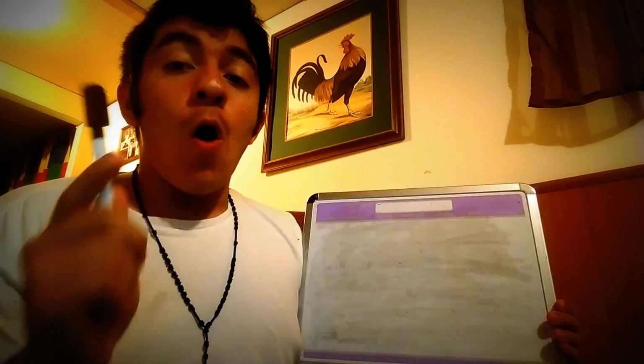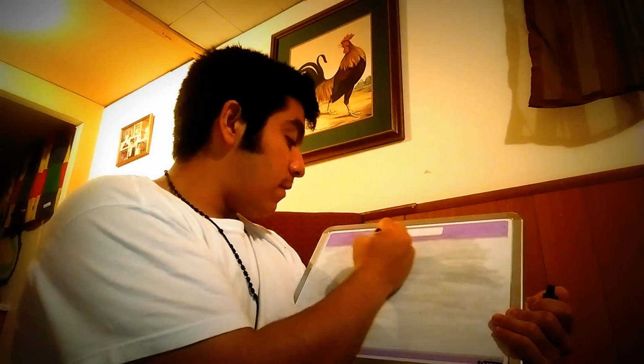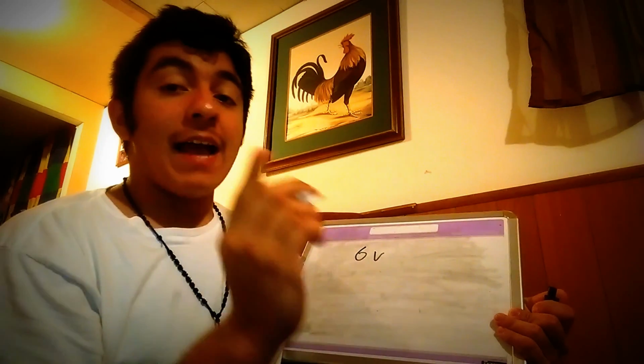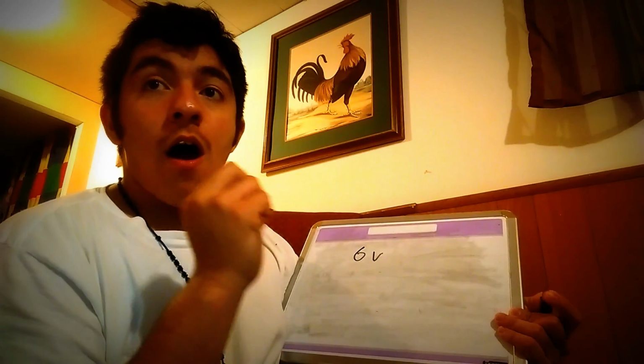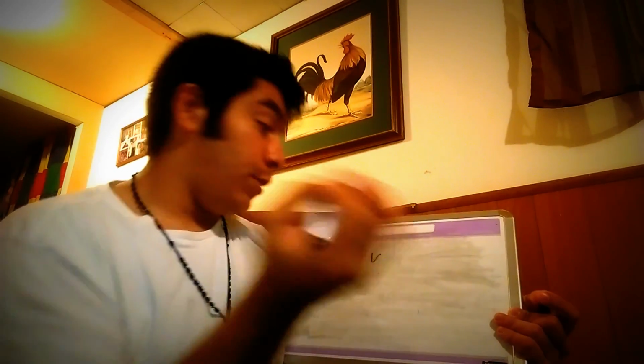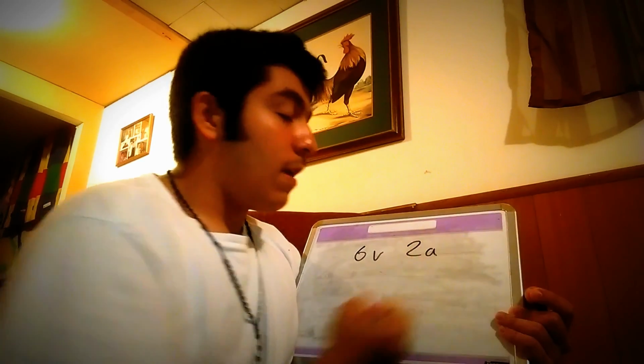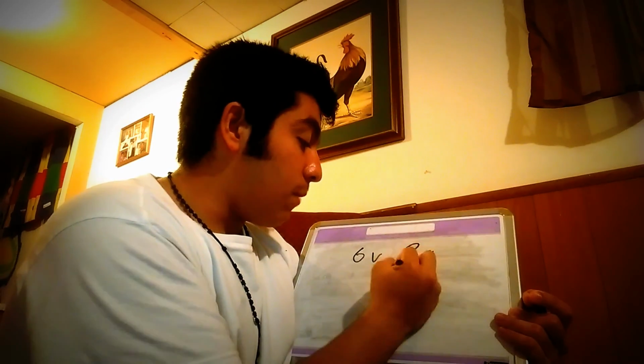Let's make another problem up, but this time let's use Ohm's law. So we have a 6-volt outlet that is connected to a lamp. And there's a current of 2 amperes, or 2 A's, flowing through it. So we have to find the resistance, which is unknown.